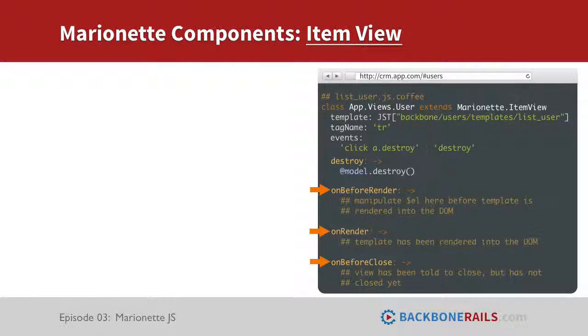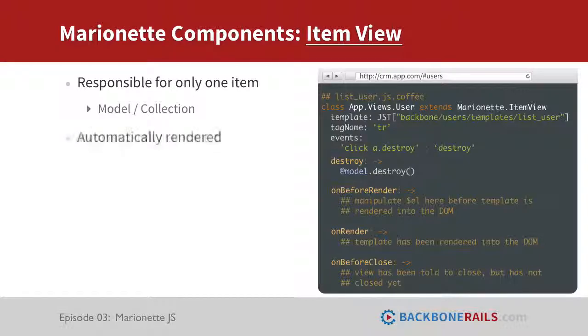So to recap our item view, they're responsible for one item, either a collection or a model. They're automatically rendered, so we don't have to provide our own implementation for how they're inserted into the DOM. They fire a lot of different events, which we can tap into if we need to handle those events in a specific way. You'll end up doing this on a regular basis in a real application.